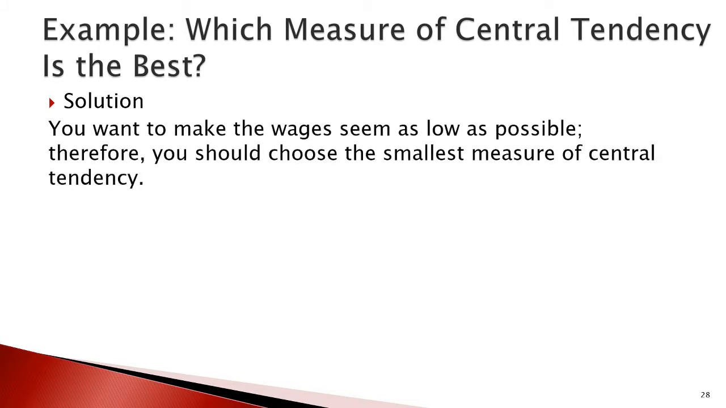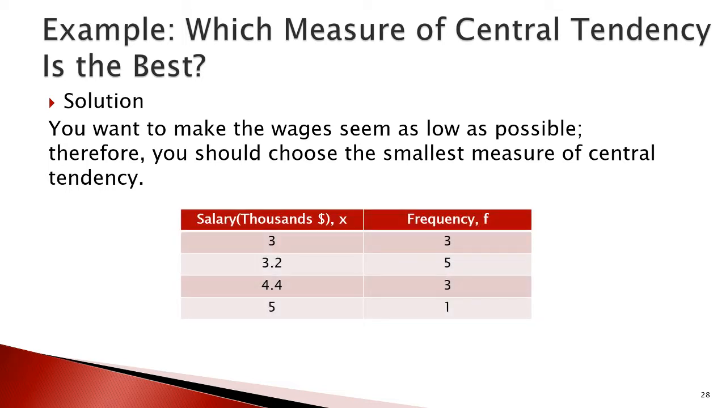First, since you need to make the wages seem as low as possible, you should choose the smallest measure of central tendency. We can summarize our data set into a frequency table like this. And now we are going to find the mean, median, and mode of the data set. As you can clearly see, the highest frequency is the salary of $3,200. So that is the mode of the data set.